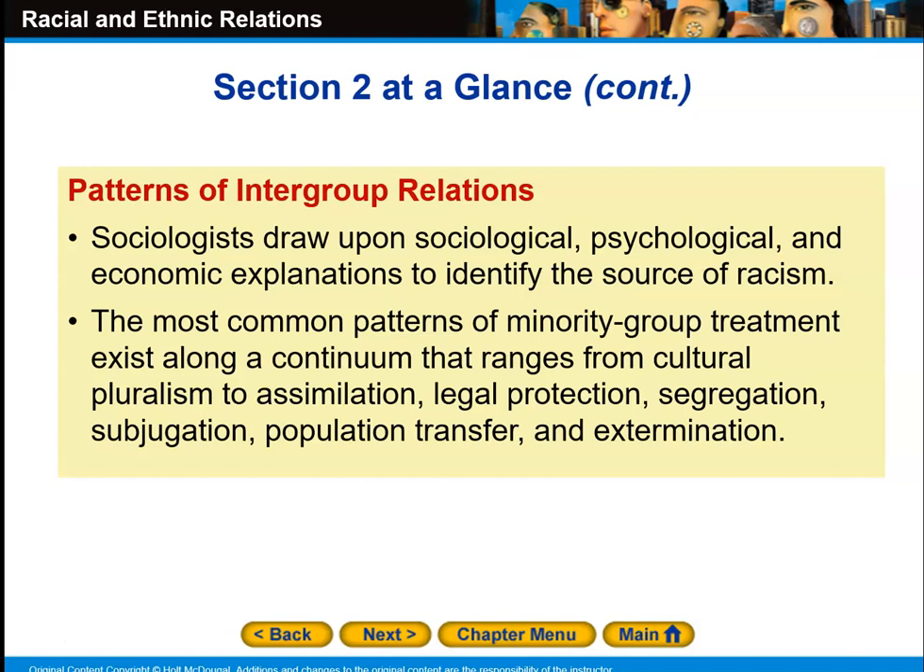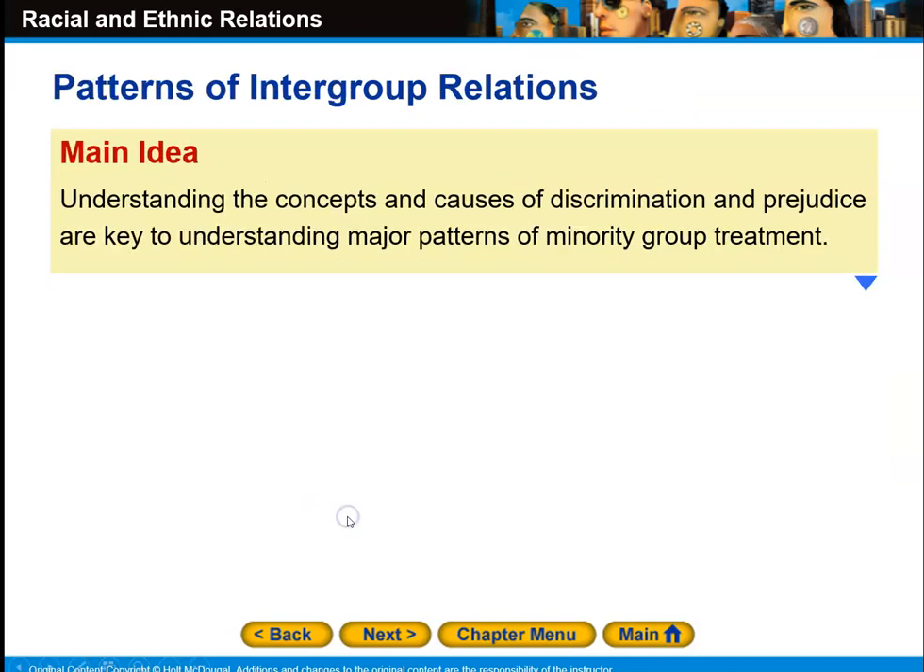Sociologists draw on sociological, psychological, and economic explanations to identify the source of racism. The most common patterns of minority group treatment exist along a continuum that ranges from cultural pluralism to assimilation, legal protection, segregation, subjugation, population transfer, and extermination. Understanding the concepts and causes of discrimination and prejudice is the key to understanding major patterns of minority group treatment.